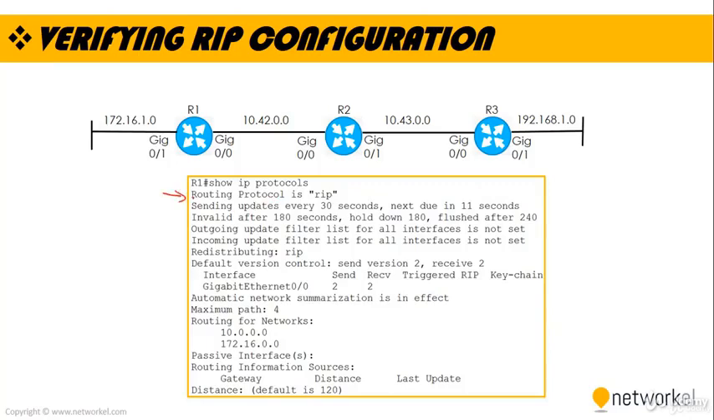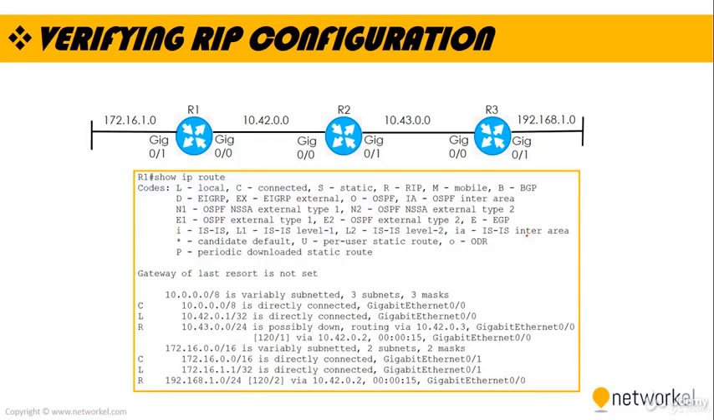To verify the RIP configuration, we can use the show ip protocols command, and we can display the routing protocol we are using, which is RIP here, and we can also see the update timers and the invalid, flush and hold-down timers as well. And to verify the RIP configuration, we can also use the show ip route command, and in the routing table, as you can see, we have some entries marked by the R keyword, which means RIP.